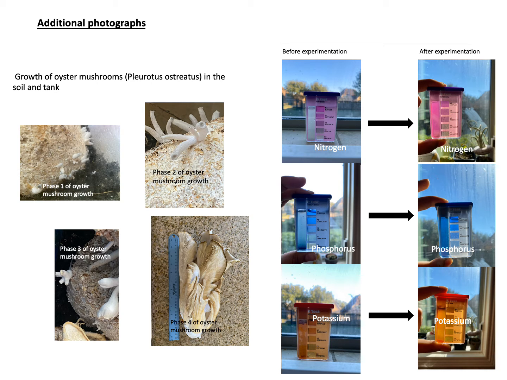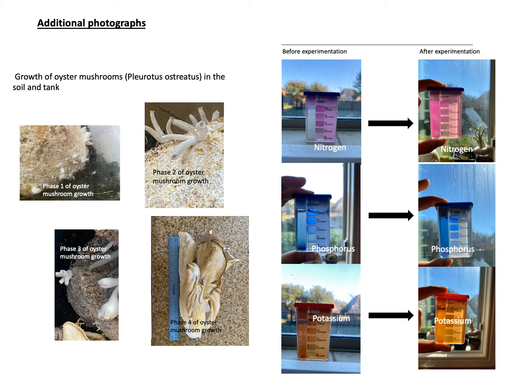In slide 2, I've posted photos depicting the various growth phases of the oyster mushrooms. I have also posted additional photos of the NPK testers compared. In the pictures that represent the phases of the mushrooms, you can see how the mushrooms grew. In phase 1, the mushrooms are small white stubs.